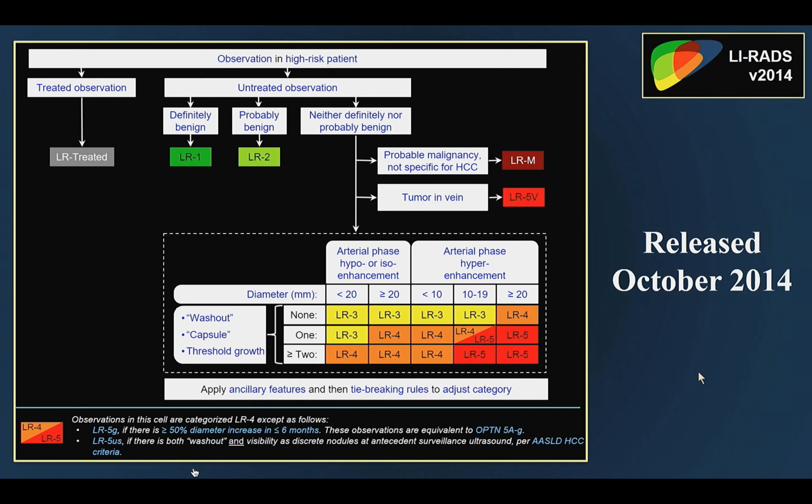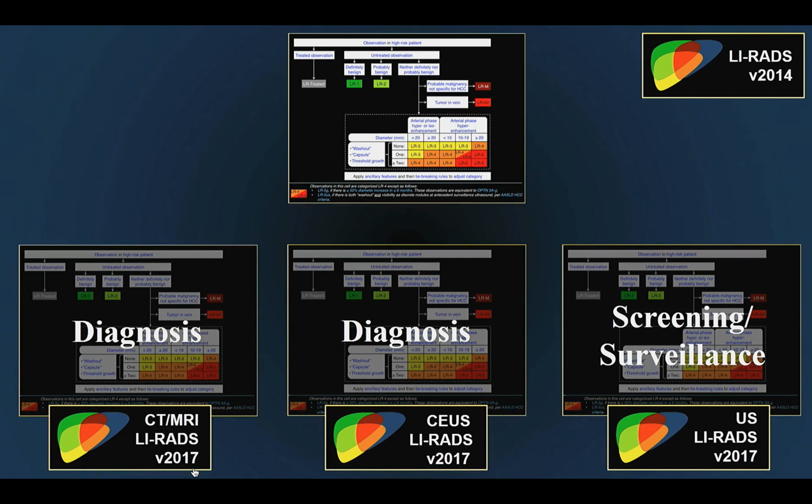So this was the version that was released in 2014. And those of you that hold LI-RADS near and dear to your heart, remember that this table in the center of this diagram represents the heart of LI-RADS, where we talk about things that are at least intermediate suspicion for hepatocellular carcinoma or other malignancies.